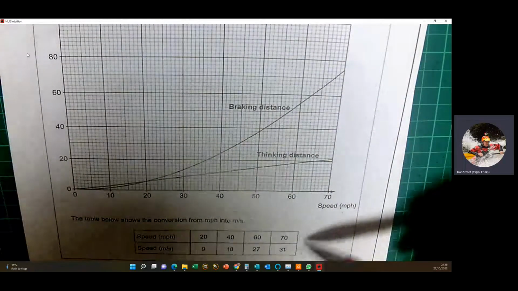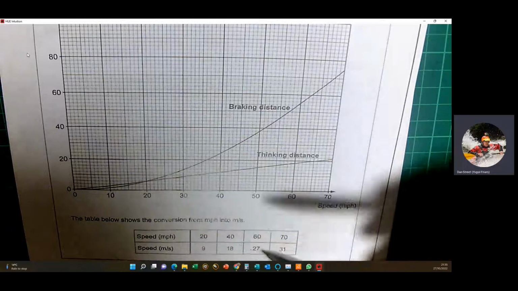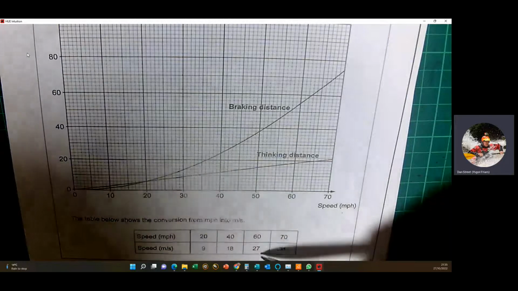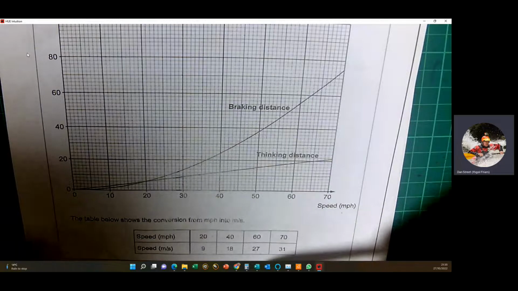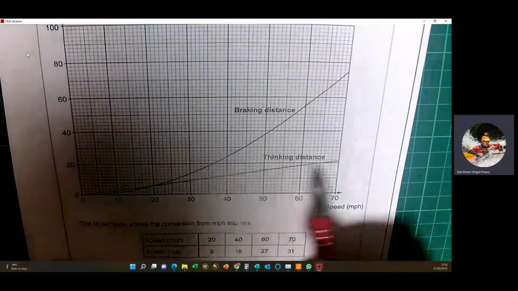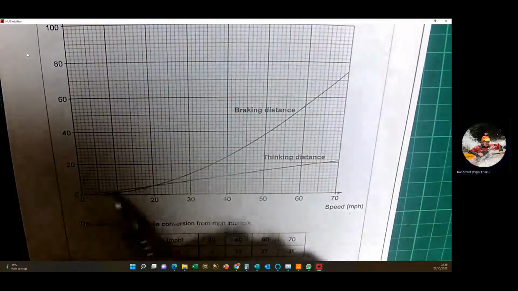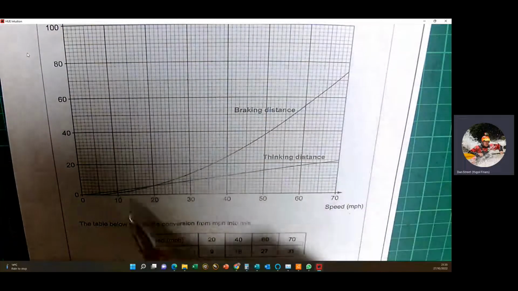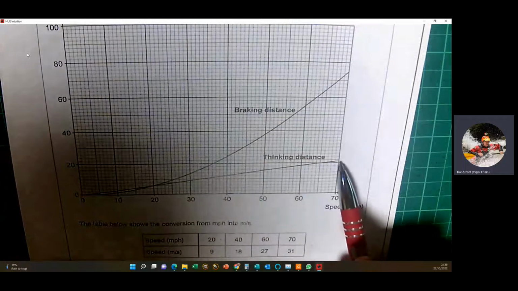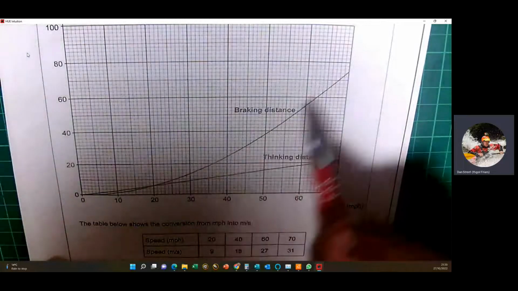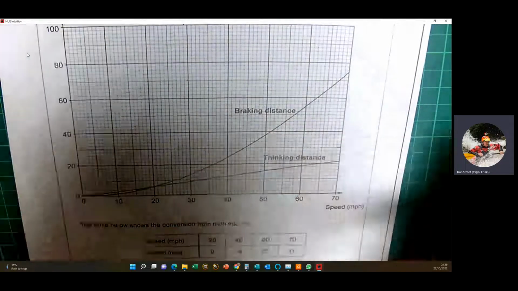It is important to note this table at the bottom, which is a conversion table for miles per hour to meters per second, because meters per second are the metric units that we would normally use in physics calculations. So we might need this later. Okay, so we can see that the thinking distance is a straight line, because the thinking time that you take over things is pretty constant, but as your car travels faster and faster, then that thinking distance gets greater. The braking distance is a very steep rise, an exponential rise almost, as the car gets faster and faster.